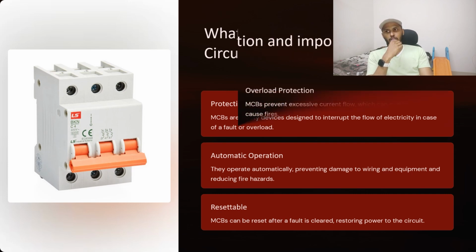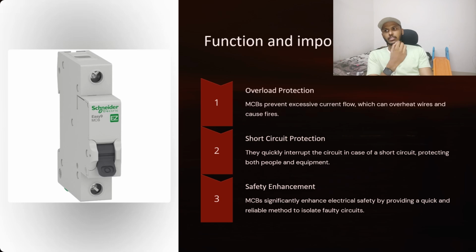If you look at the function and importance of an MCB, as I mentioned, the first thing is overload protection. MCBs prevent excessive current flow, which can overheat wires and cause fires. Short circuit protection: they quickly interrupt the circuit in case of a short circuit, protecting both people and equipment. Safety enhancement: MCBs significantly enhance electrical safety by providing a quick and reliable method to isolate faulty circuits, right? I hope you understand the concept of MCB. It is basically for two kinds of faults, short circuit and overcurrent, and in these two applications we use an MCB to get safety for our appliances as well.